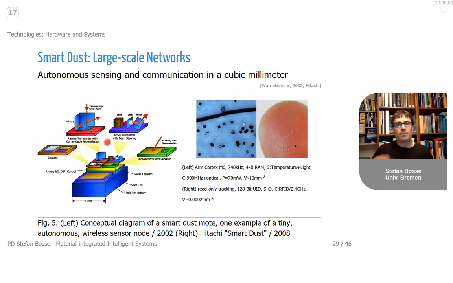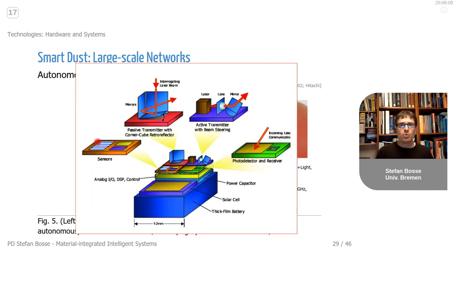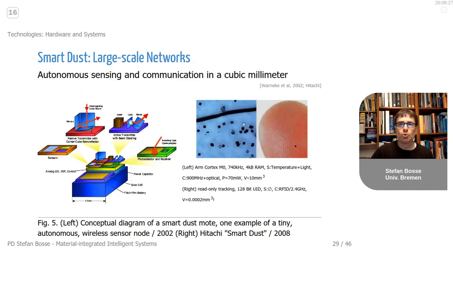Here another thing, smart dust is autonomous sensing and communication in a cubic millimeter. It's older work, 2002, from Barneke and his colleagues. And you see a fully equipped sensor node, called sensor mode, with a battery as the biggest part, with energy harvesting by light, communication by light and by radio wave, and a fully equipped computer.